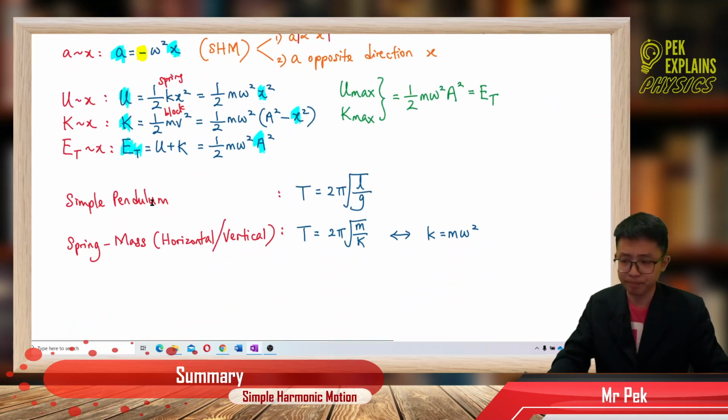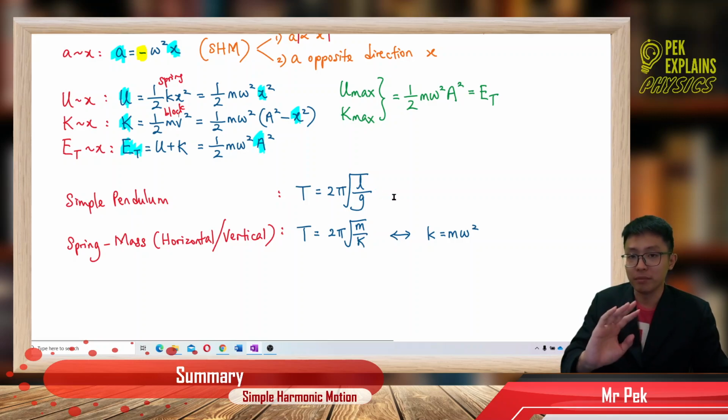Now the simple pendulum. These two formulas are very important. For the simple pendulum, we want to find the period of the pendulum. The period depends on the length of the pendulum and also the gravitational acceleration of the Earth or any planet. The gravity of the planet and the length of the pendulum.